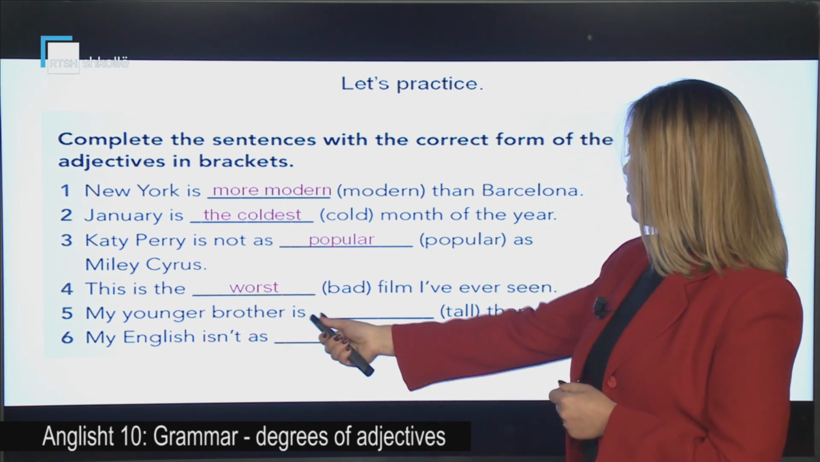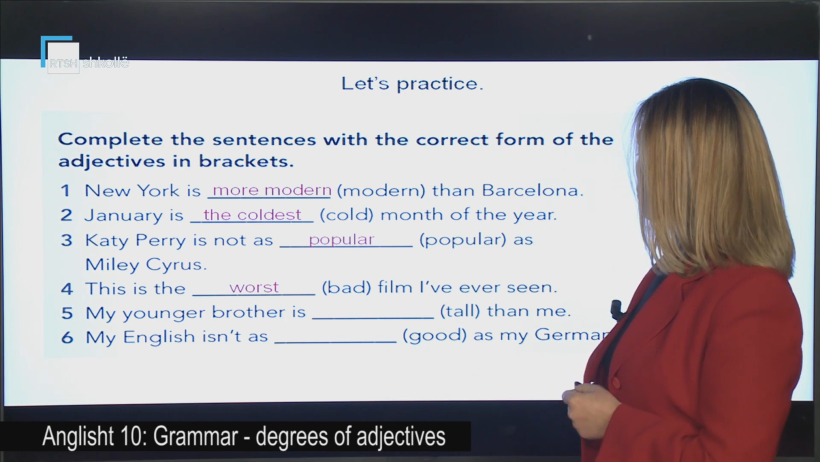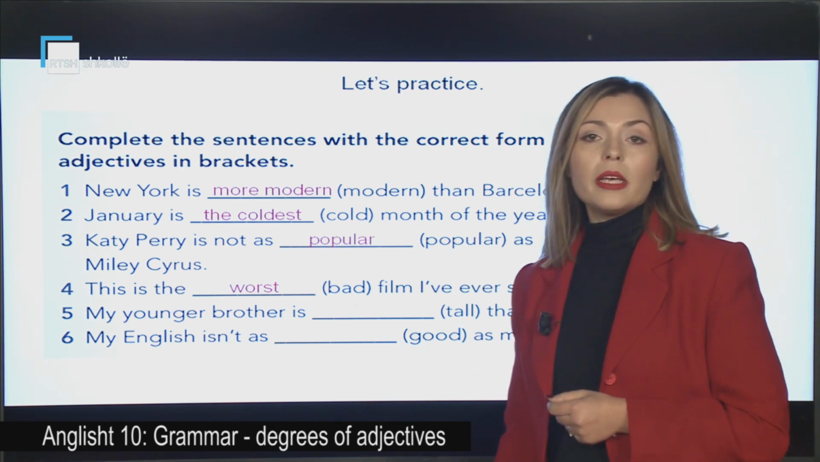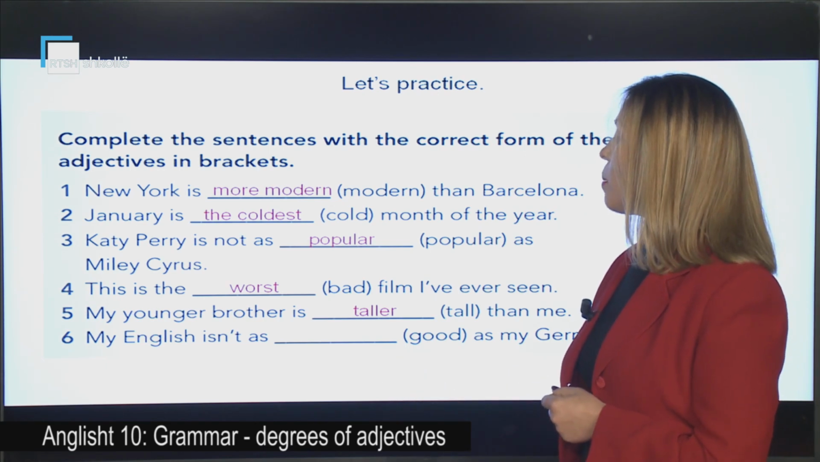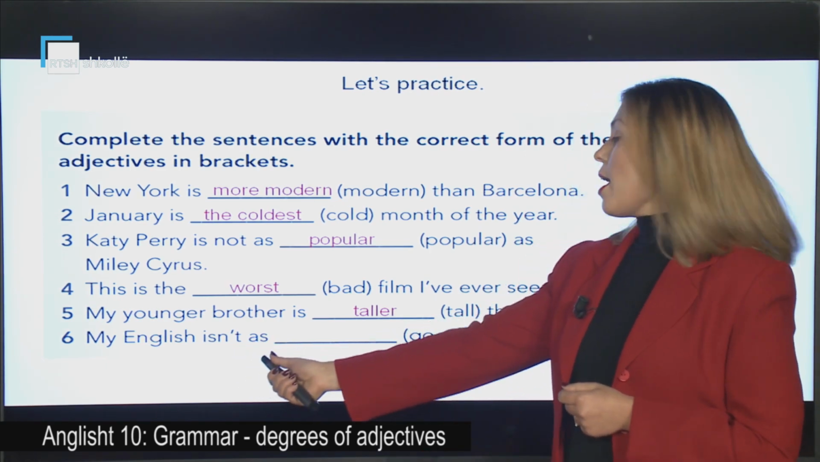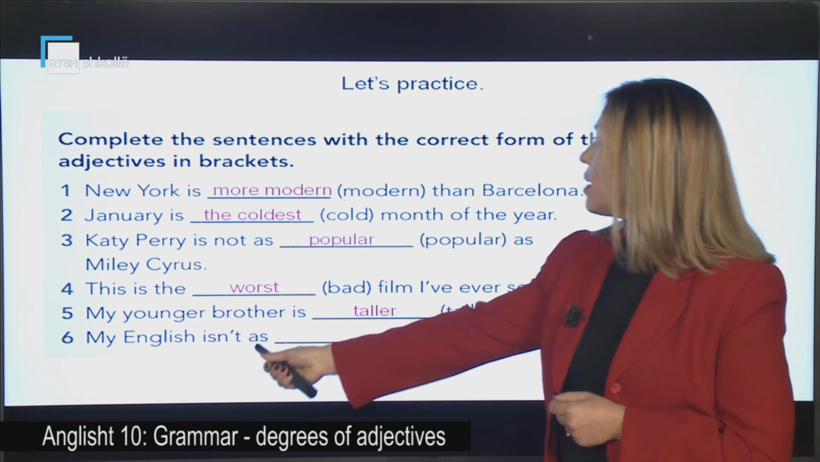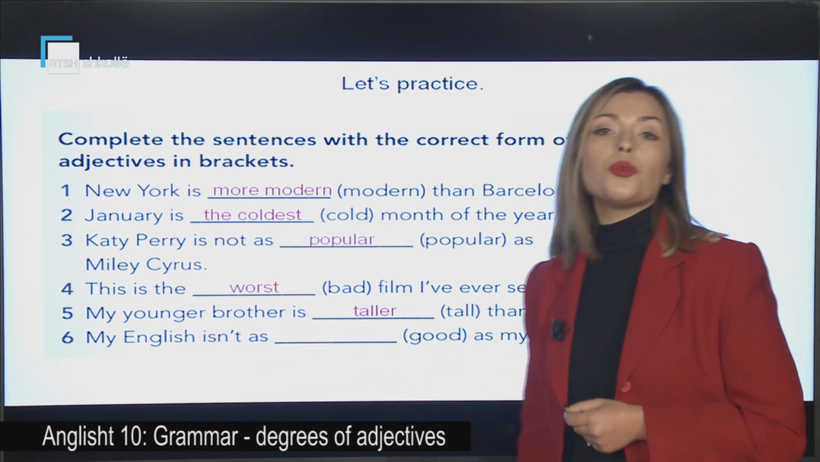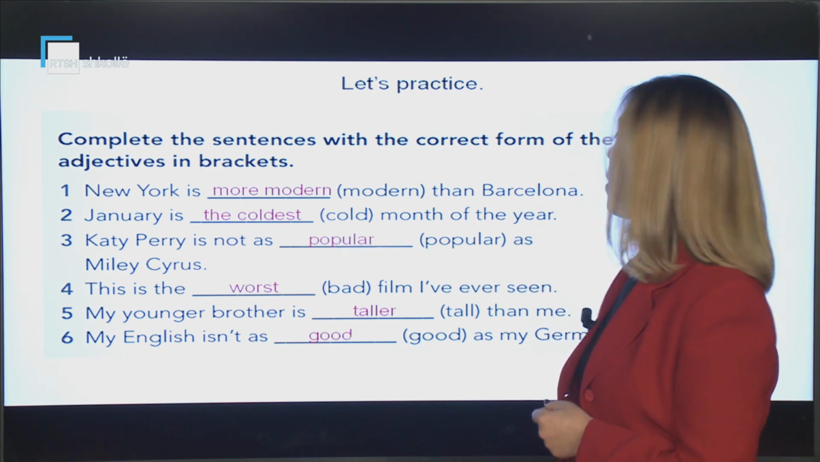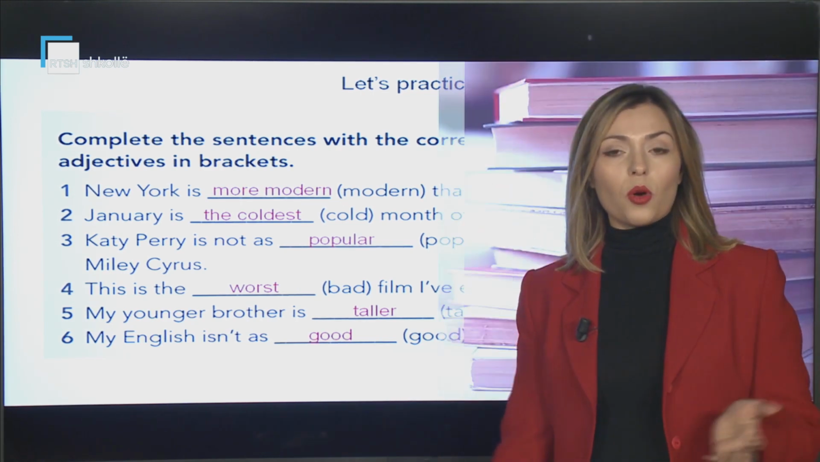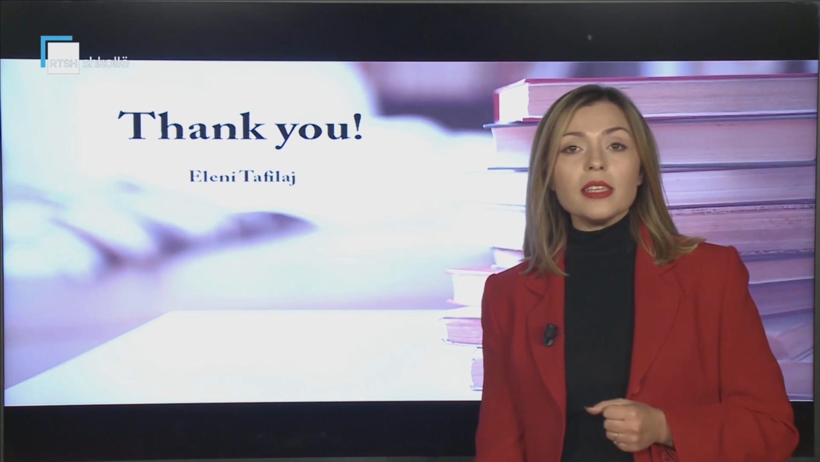My younger brother is, the adjective is tall, so I'm comparing, is taller than me. And the last one, my English isn't as, again we have the structure as, so it's going to remain as it is, not as good as my German. Okay? These were the exercises.